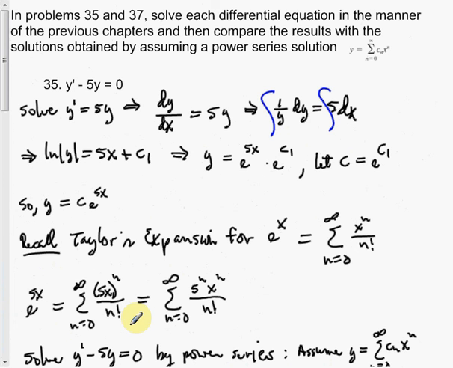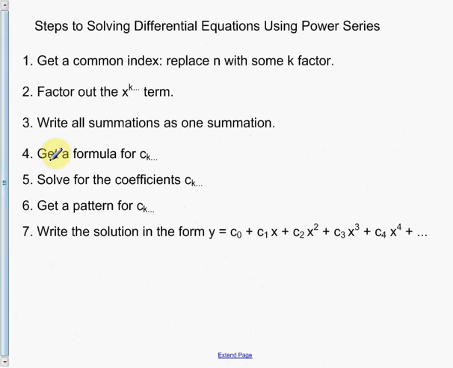What I want to do is work another problem. It works identical to this one, but it's from the next section. Let me show you that. Oh, by the way, let me go back and look at how I manipulated these steps. We've got to get a common index, replace n with some k. The second thing we did was factor out that x to the k term. And I put steps 2 and 3 together: write all the summations as one summation. And then once you did that, you want to try to find a formula for c sub k.